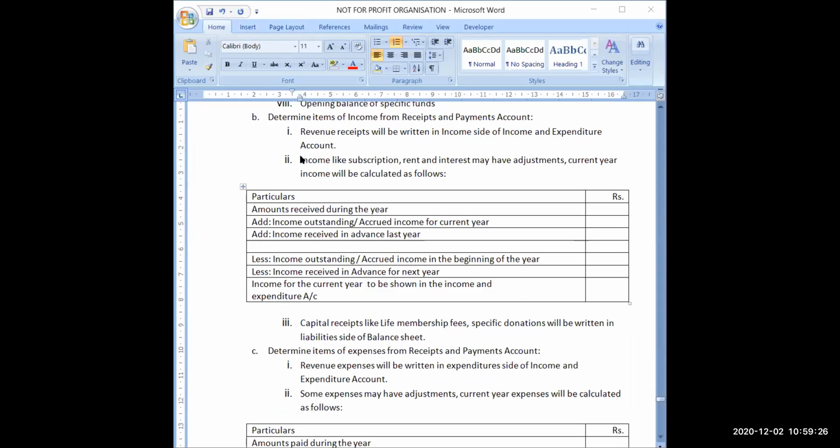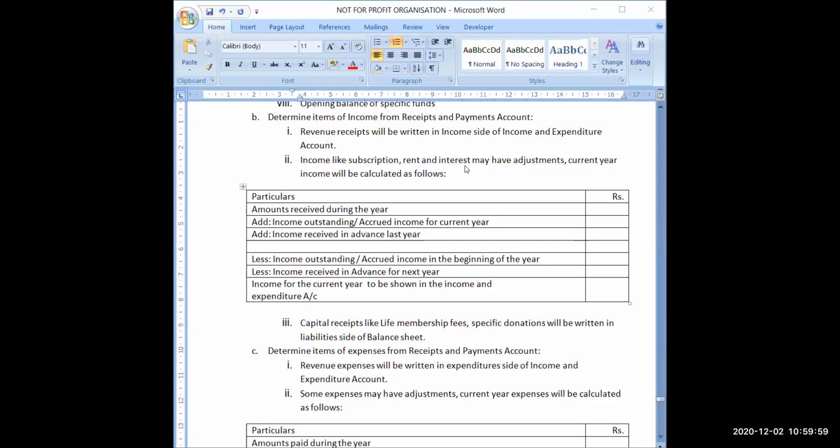So revenue receipts will be written in the income side of the income and expenditure account. Obviously you know that there are two types of receipts, revenue receipts and capital receipts. Examples are subscription, rent and interest. These may be your incomes. You are receiving rent, you are receiving interest, you are receiving subscription. These all may become your incomes and they may have adjustments also.